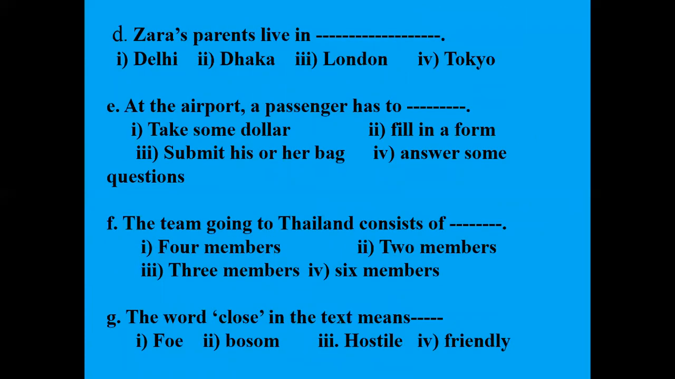Question number D, Zara's parents live in: 1, Delhi; 2, Dhaka; 3, London; 4, Tokyo. Question E, at the airport, a passenger has to: 1, take some dollars; 2, fill in a form; 3, submit his or her bag; 4, answer some questions. Question F, the team going to Thailand consists of: 1, 4 members; 2, 2 members; 3, 3 members; 4, 6 members. Question G, the word bosom used in the text means: 1, foe; 2, bosom; 3, hostile; 4, friendly.